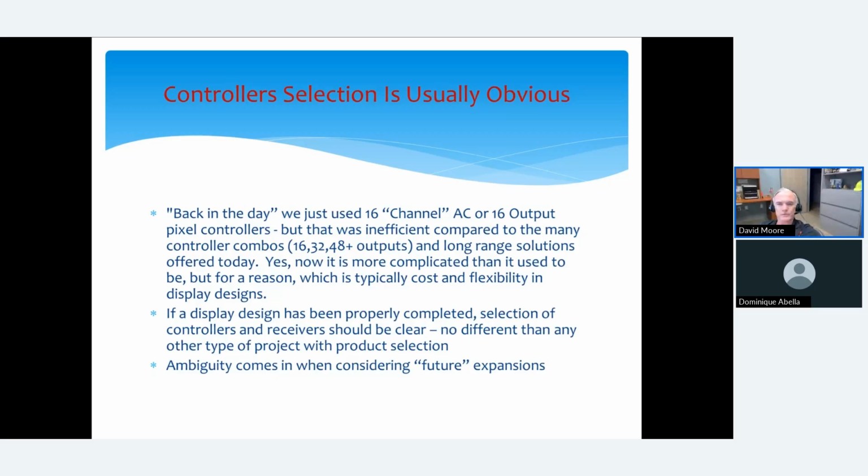So a little trivia here. Back in the day, if you're an LOR person, going back to the early 2000s, you had really pretty much one choice: buy a 16 output AC controller, and that was what you did. You either had 1, 2, 3, 4, 5, and that was just how big.